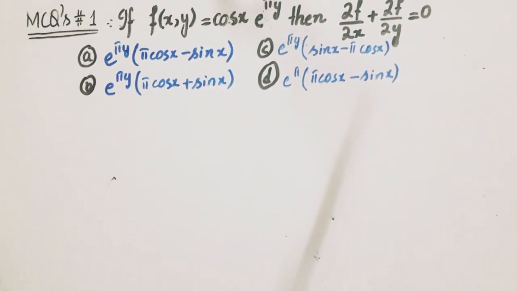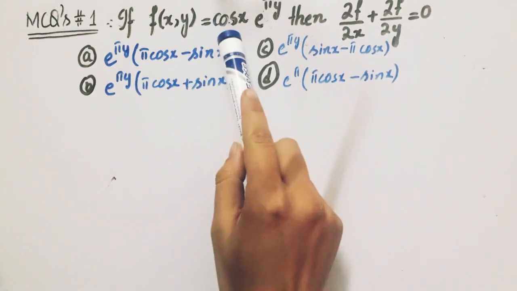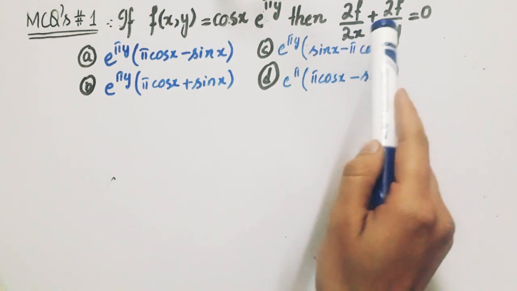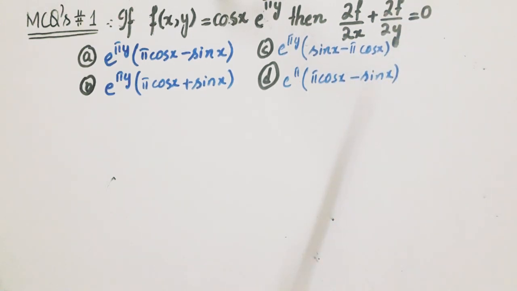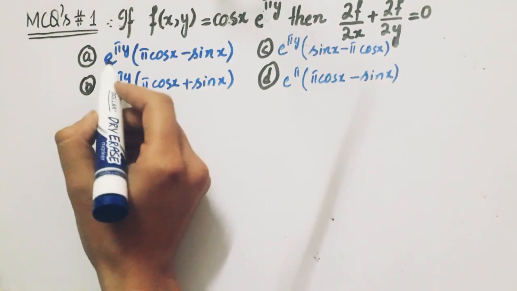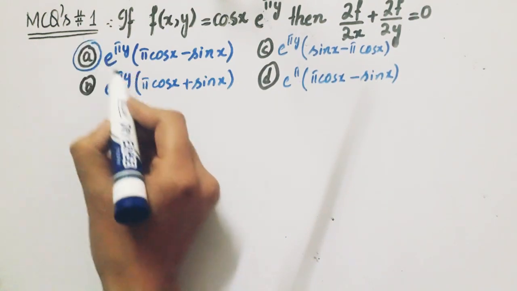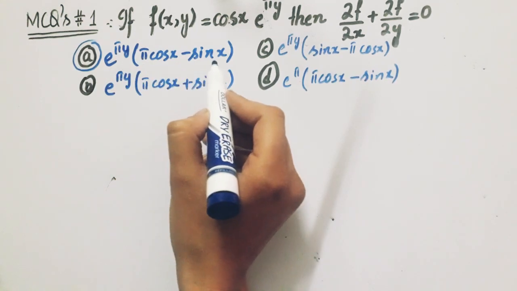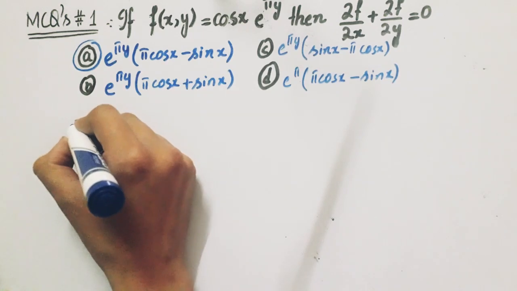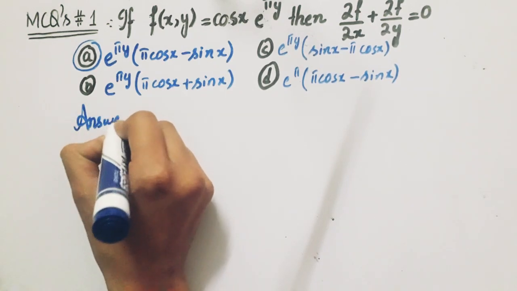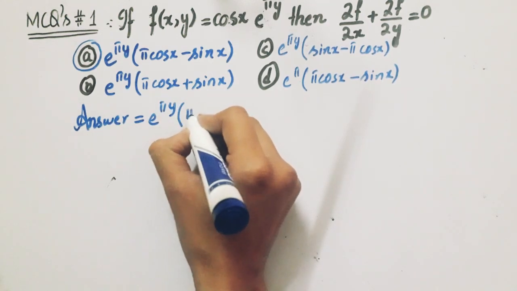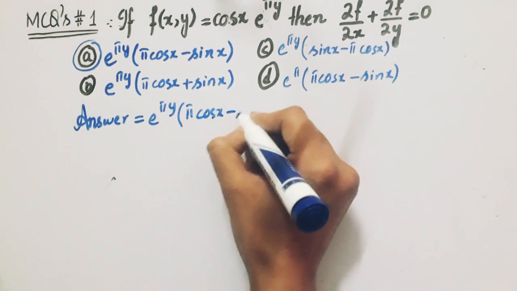Now MCQ 1 is: if f of xy is equal to cos of x e raised to power pi y, then partial f over partial x plus partial f over partial y will be equal to what? Now what will be the correct answer? Correct option is A, e raised to power pi y into pi cos of x minus sin of x. Now we will write the answer: it is equal to e raised to power pi y into pi cos of x minus sin of x.